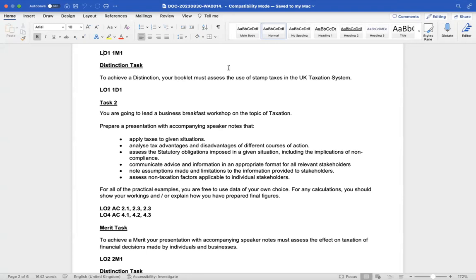So to achieve a distinction, your presentation should evaluate how alternative ways of achieving personal and business outcomes may lead to different tax consequences, and discuss strategic tax planning and how different approaches can result in distinct tax outcomes. So also for all the practical examples, you are free to use data of your own choice. For any calculation, you should show your working and or explain how you have prepared final figures. Okay. So there is not a specific data. You have a choice to choose data from anywhere.